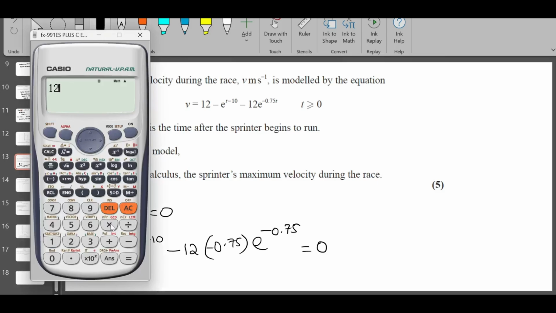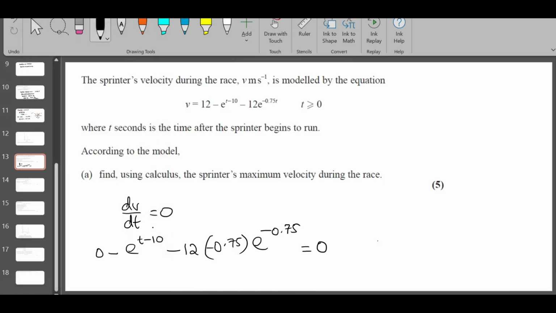So 12 times 0.75 is 9. So that's positive 9. So you have 9 e power minus 0.75t equal to e power t minus 10. And it's a 5-mark question because we have to make t as a subject. So I'm going to bring this term here to the denominator. So I will get e power t minus 10 divided by e power minus 0.75t is 9. Put it on top.